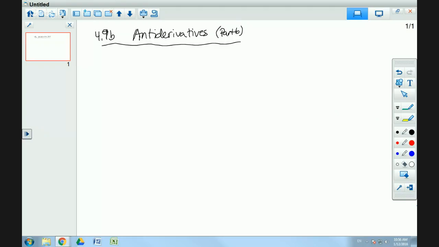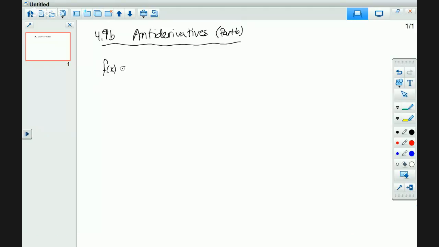Okay, antiderivatives, part B. If I gave you that function there, what is the derivative? Thank you for putting the negative on there.